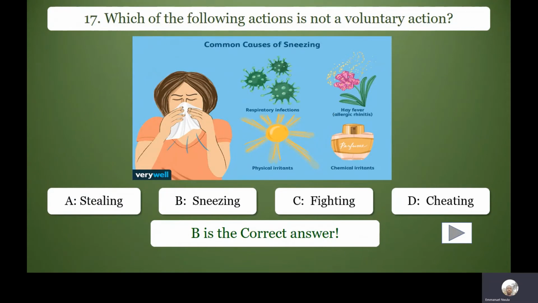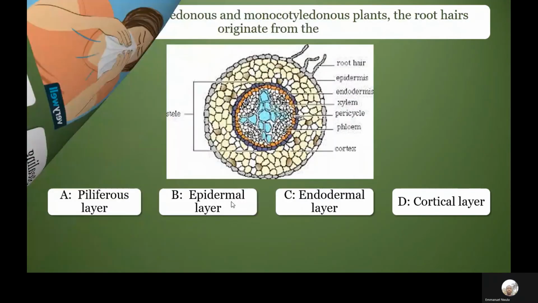Which of the following actions is not a voluntary action? Voluntary actions, you decide before doing them. It is controlled by your will. Sneezing is not controlled by your will. It's not a voluntary action. So B is the correct option here.